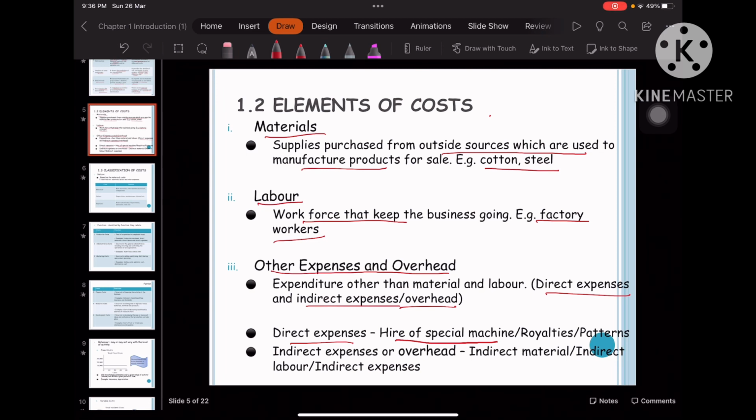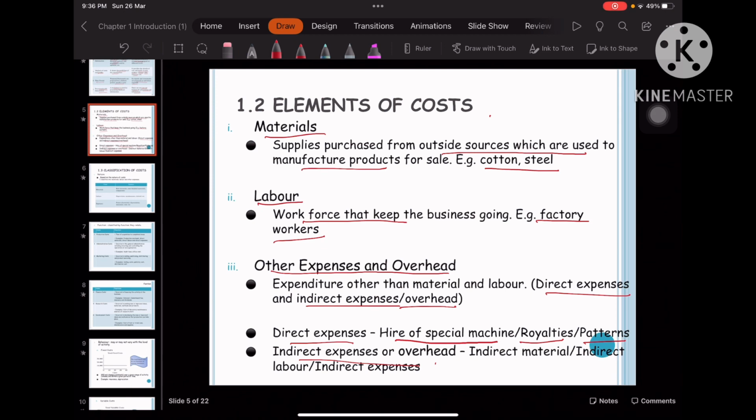Some other examples are royalties, for example, for book printing, for songs and everything. So royalties are paid to the owner. And then also the patents. All right, indirect expenses, or the other name we call it as the overhead.